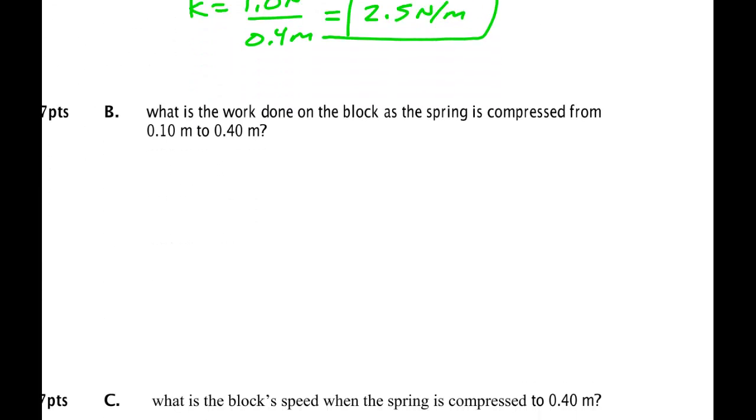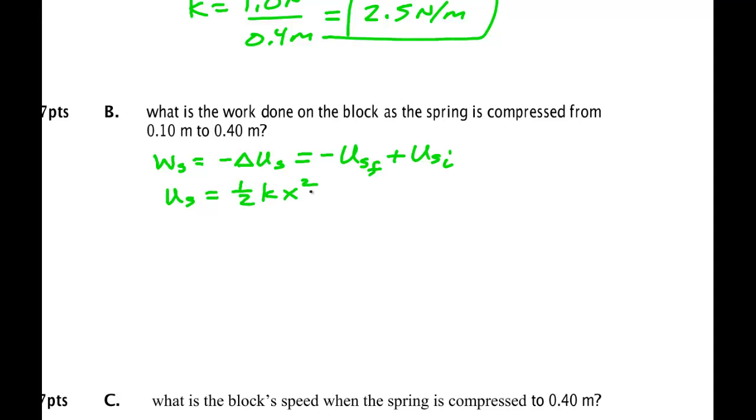What is the work done on the spring as the spring is compressed from 0.1 meters to 0.4 meters? Well, a spring is a conservative force, so the work done by it is minus the change in the potential energy of the spring, by the definition of potential energy. So this is minus the spring potential's final plus the spring potential's initial. Now we know that the spring potential's formula is 1/2 k x squared.